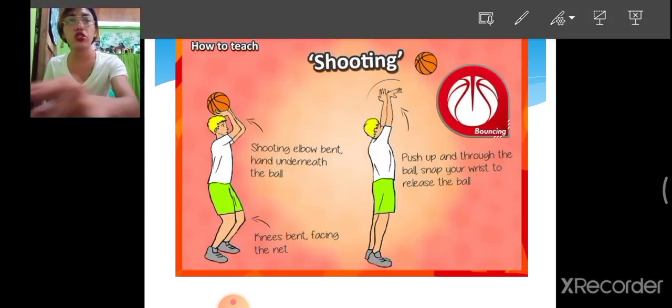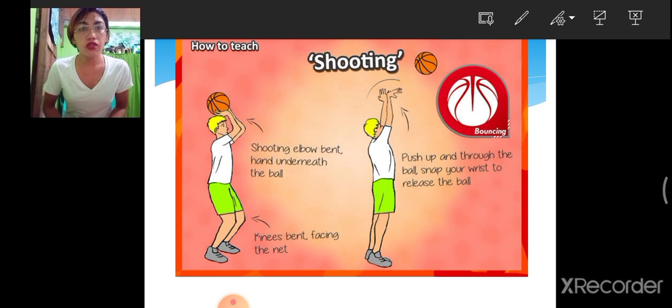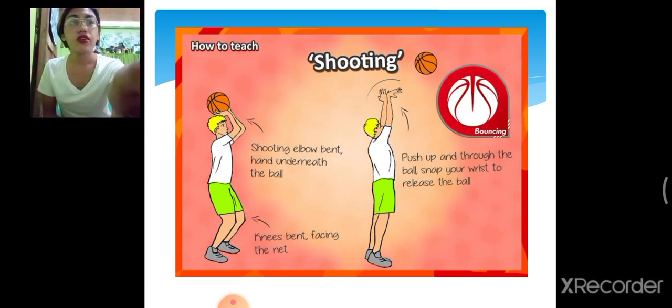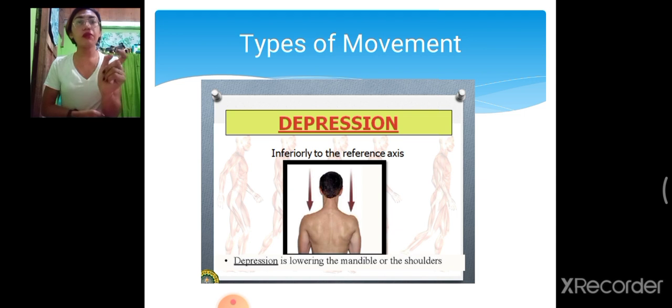So I will show a picture about shooting. So the first thing you should do is knees bent facing the net, shooting elbow bent, head underneath the ball, and push up through the ball, snap your wrist to release the ball. So, before we proceed to the other basic skills, you need to learn the types of human movement that are emphasized during those basic skills. So, I will show you the types of human movement emphasized during the execution of the basic skills. If you notice, the elbow of the person or the child is what we call... So, these are the types of movement we can see in shooting.